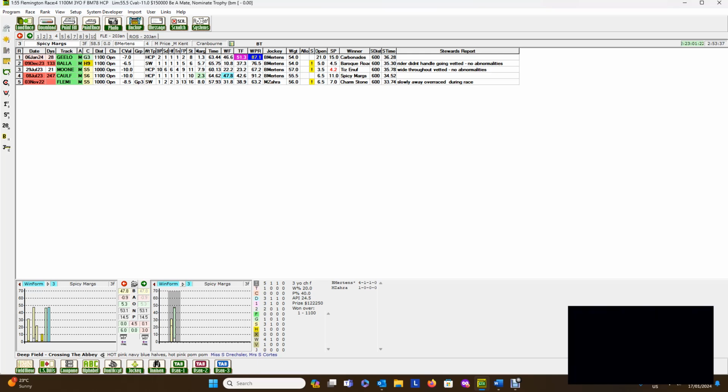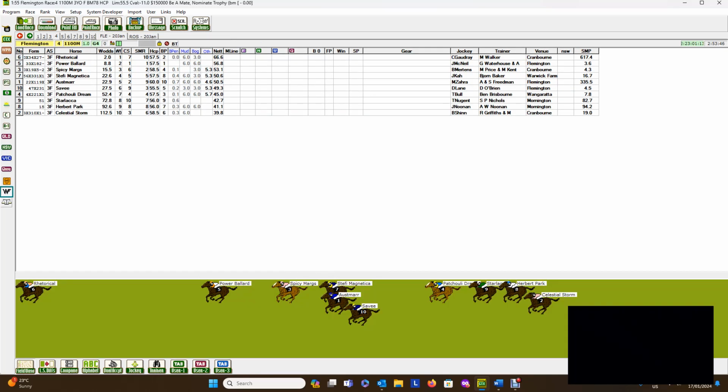Okay, so we go back, and of course there's the stats. The 3-year-old filly, 5 starts for a win and a second. Distance, 3 starts for a win and second, and so on. So there are numerous combinations to make here.